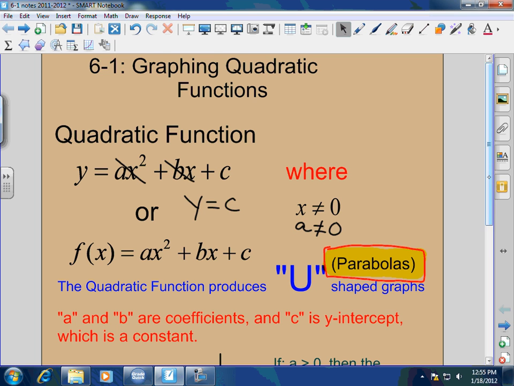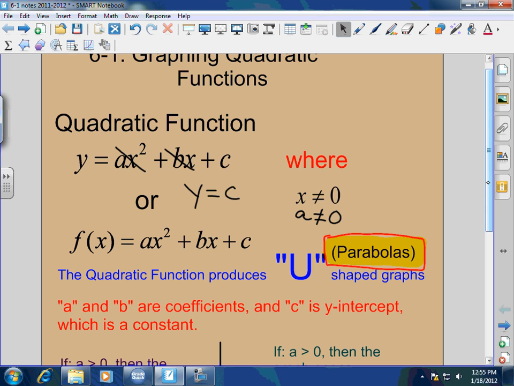Now, first of all, a and b are coefficients, and c is the y-intercept, which is a constant. When you have a quadratic function in the form of f of x equals ax squared plus bx plus c, you can immediately eliminate the x's and be left with the c. Well, guess what? That's the y-intercept. How does that work? Well, the y-intercept, isn't that the y value on the y-axis when x is 0? So if I have x is 0 here, my y-intercept would immediately be c.